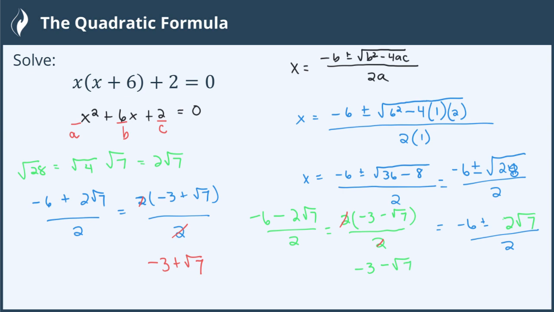So notice you have 2 answers, 2 final answers, because we had a plus or minus right here. And so that would be your answer for this equation.